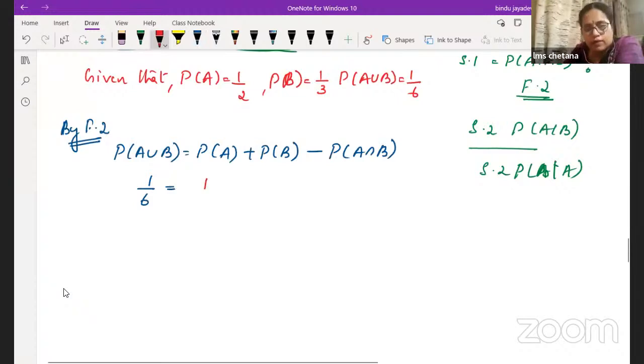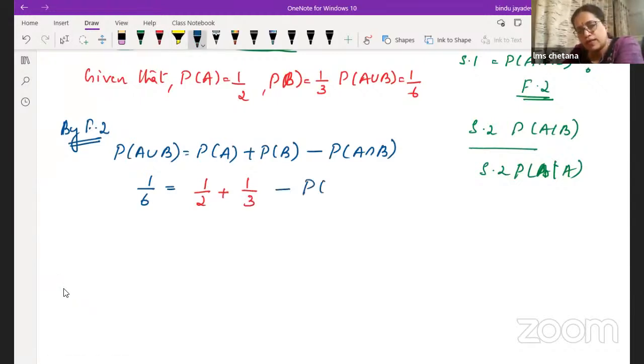Probability of A is 1 upon 2 plus 1 upon 3 minus probability of A intersection B. Now, which step are we going to do? Here, we are going to add 1 upon 2 plus 1 upon 3. Okay. That is here, 1 upon 6 we are writing as it is.